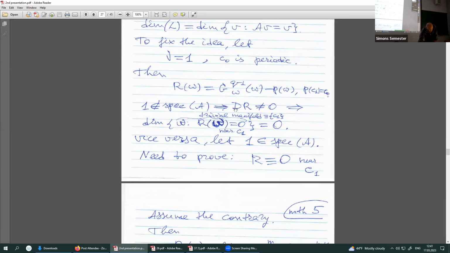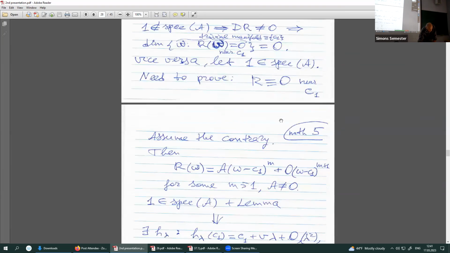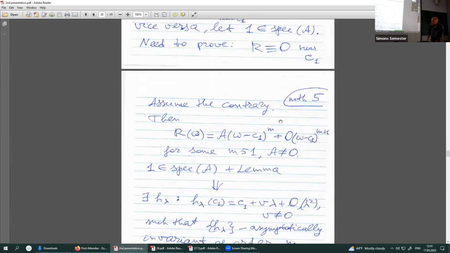Okay, and now we need to prove that if 1 is an eigenvalue, then this is identically zero in the neighborhood of C1, okay? So assume that it is not the case, assume that R is not identically zero, then it has some expansion, which starts with some M and with some A non-zero, okay? Because it's not identically zero.